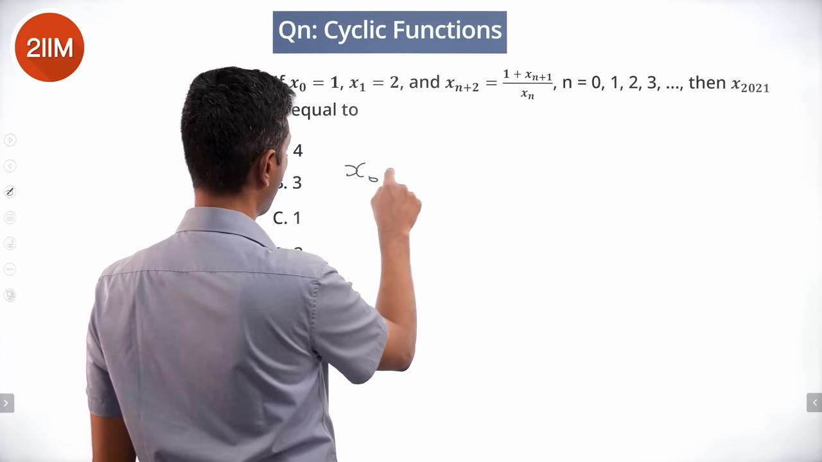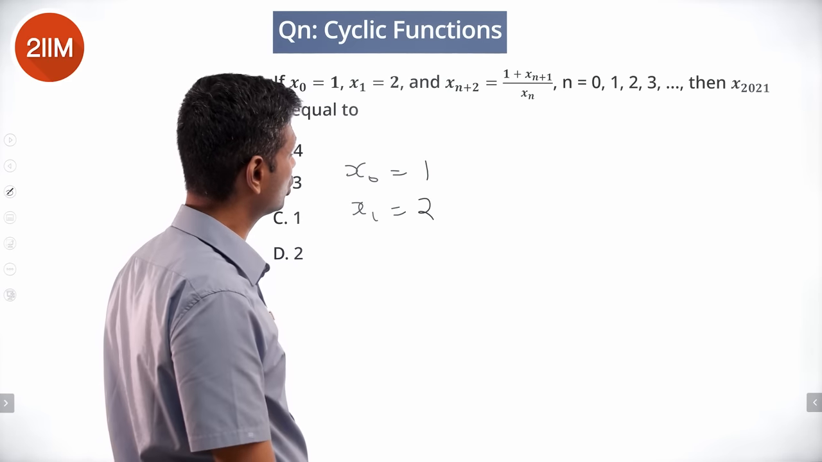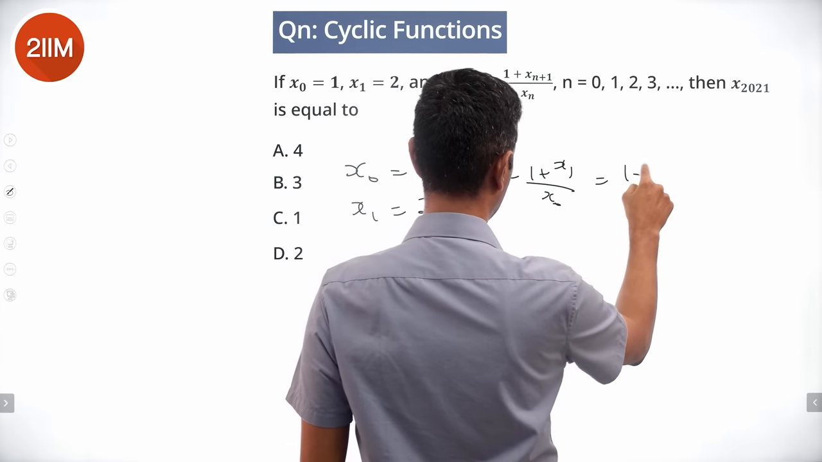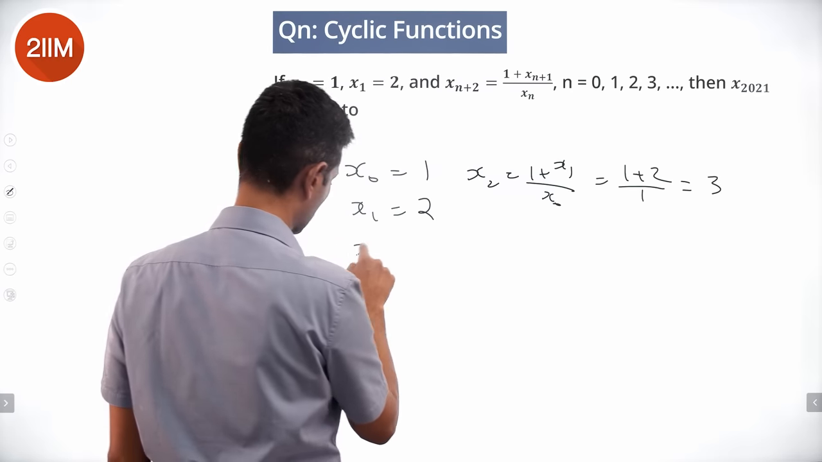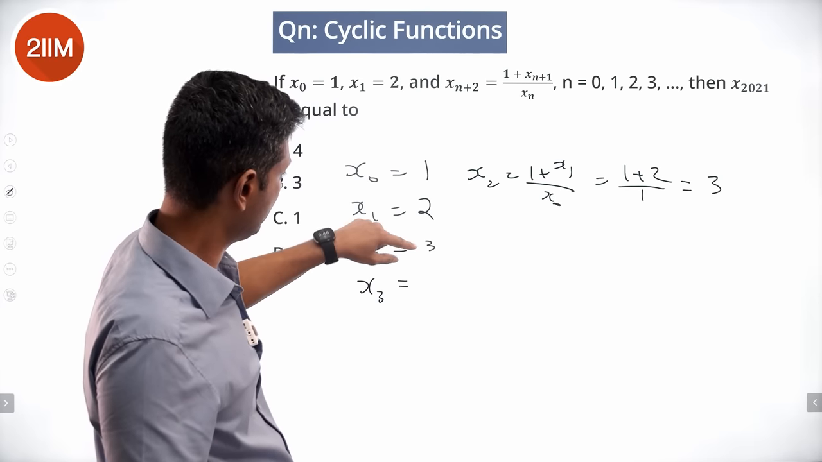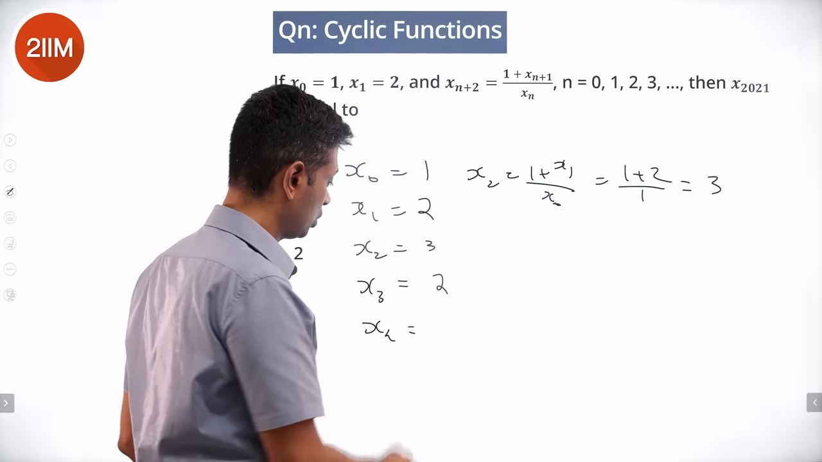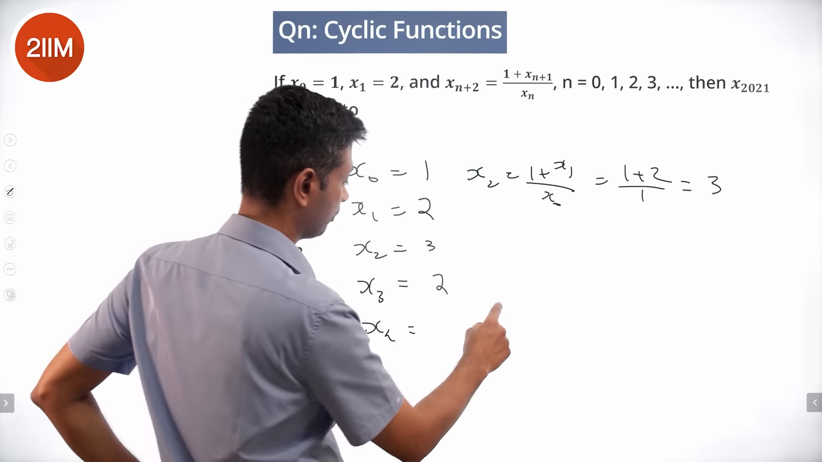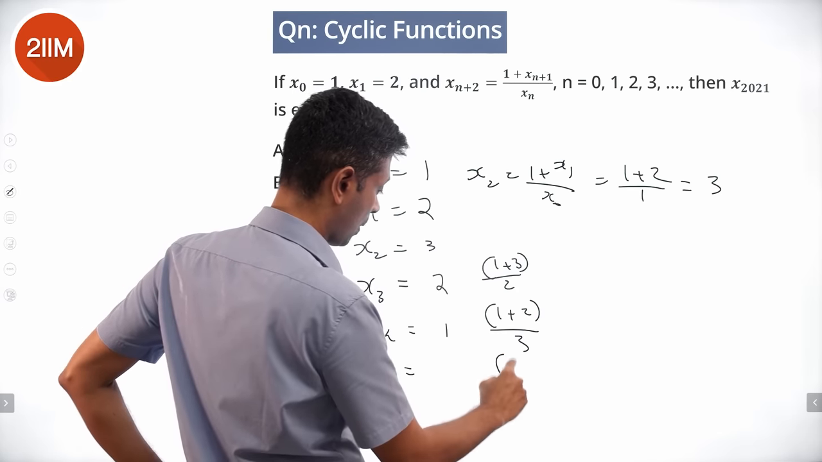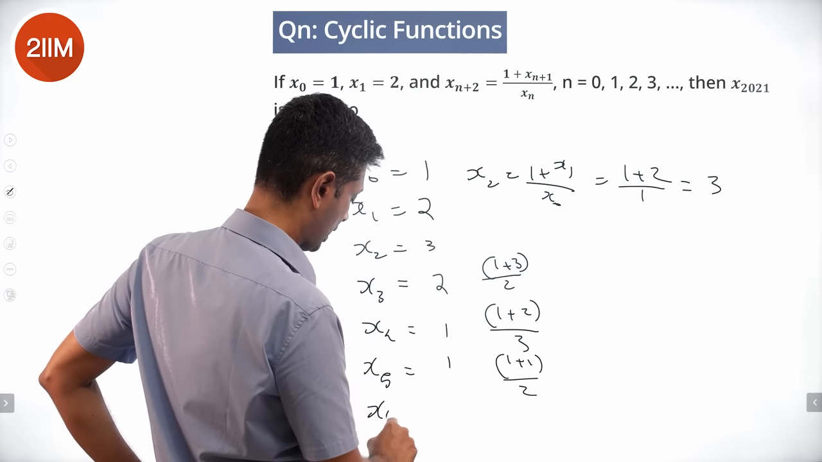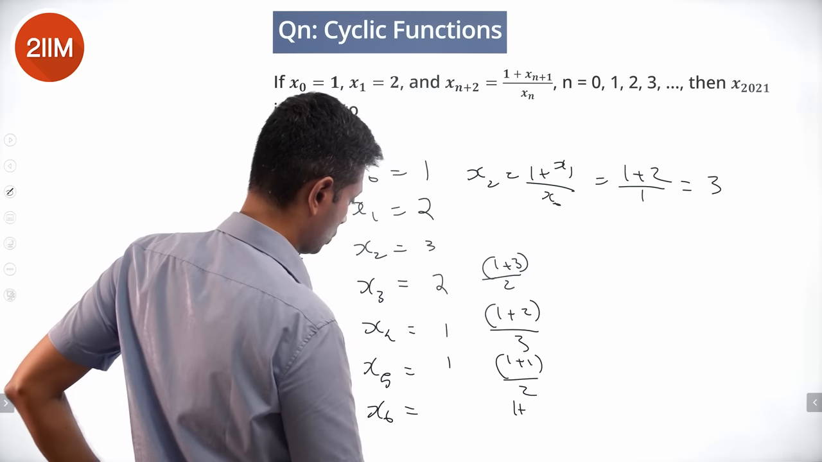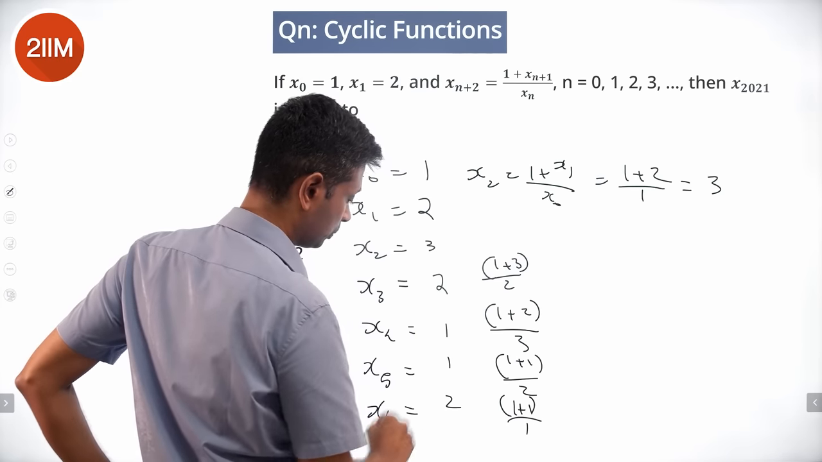X0 is 1. X1 is 2. X(n+2) is (1 plus X(n+1)) by Xn. So X2 is 1 plus X1 by X0, 1 plus 2 by 1, which is 3. X3: 1 plus the previous term divided by this, 1 plus 3, 4 by 2, 2. X4: 1 plus 2 divided by this, 1 plus 2 by 3, which is 1 plus 3 by 2... X5: 1 plus 1 by 2, 2 by 2, 1. X6: 1 plus 1 by 1, 2 by 1, 2, and so on.